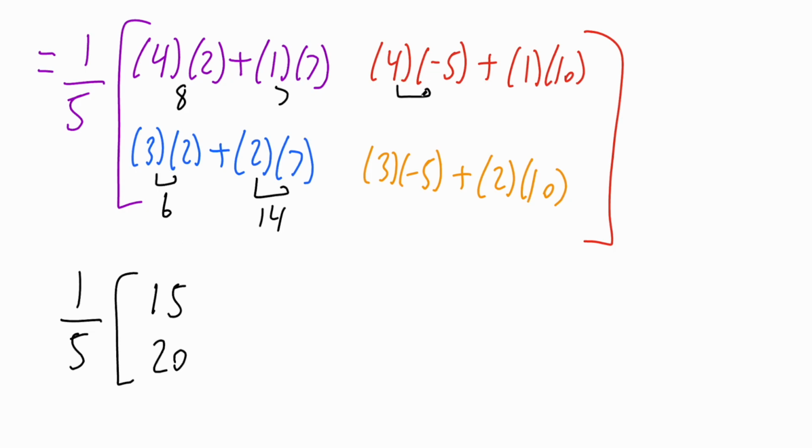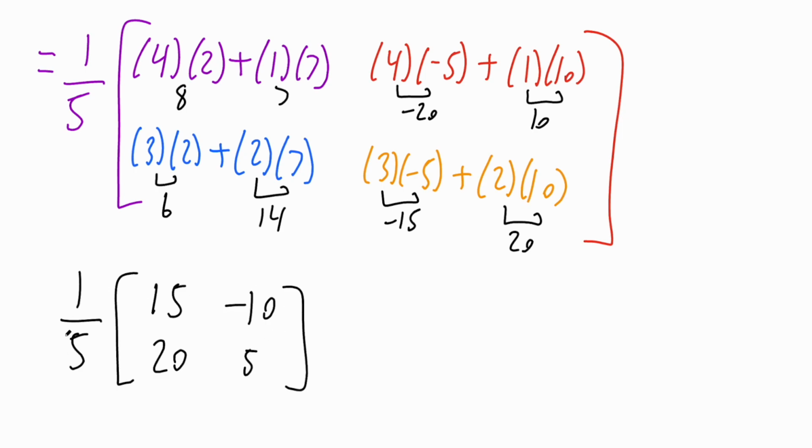4 times -5 is -20. 1 times 10 is 10. -20 plus 10 is -10. 3 times -5 is -15. 2 times 10 is 20. 20 minus 15 is +5.